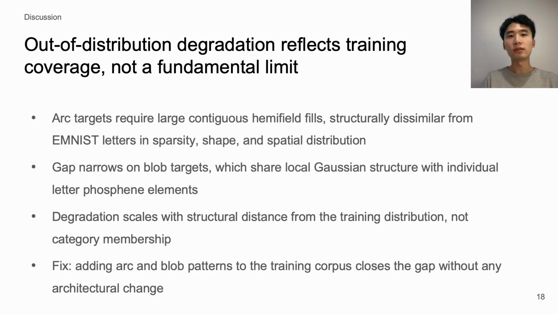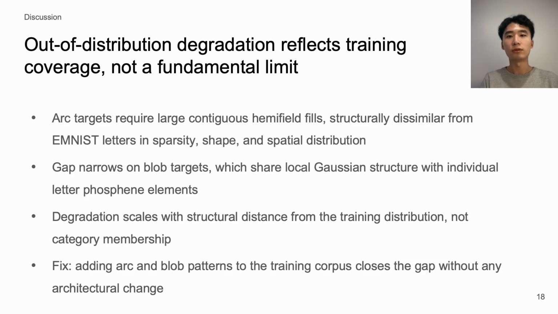The arc weakness deserves a clear interpretation. Arc targets require large contiguous hemifield fills. These are structurally very different from phosphene letters in sparsity, in shape, and in spatial distribution. The gap narrows on blobs precisely because blobs share local Gaussian structure with letter phosphenes. So the degradation scales with structural distance from the training distribution, not with some category boundary.